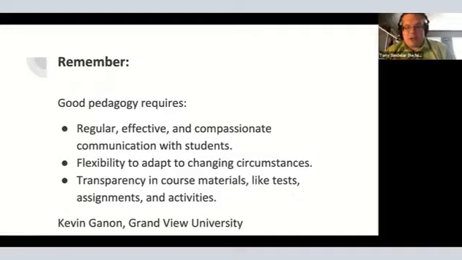And then the last one here, transparency in course material, like tests, assignments, and activities. You've got to be as clear as possible about what's due when, what's covered, and what the expectations are. This is a great time to think about where there is uncertainty in your teaching. Where am I causing confusion or frustration for my students? And how can I make sure that doesn't happen this time around, to make my course a meaningful teaching and learning activity and not a place of stress or anxiety or frustration for students?